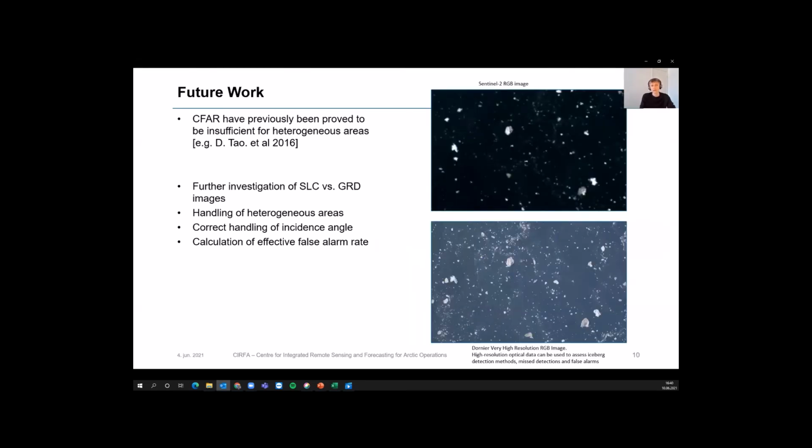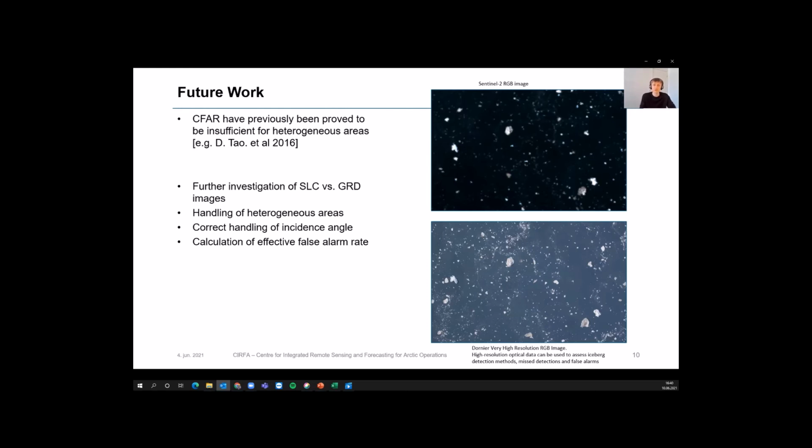And then we need to calculate the effective false alarm rate, how many icebergs are missed and how many false detections do we have. This is not something that we really properly considered in this study. Additionally, can we do anything about the smaller objects such as growlers, which also pose a danger to marine traffic? And is it possible for us to determine the minimum size of detectable icebergs?